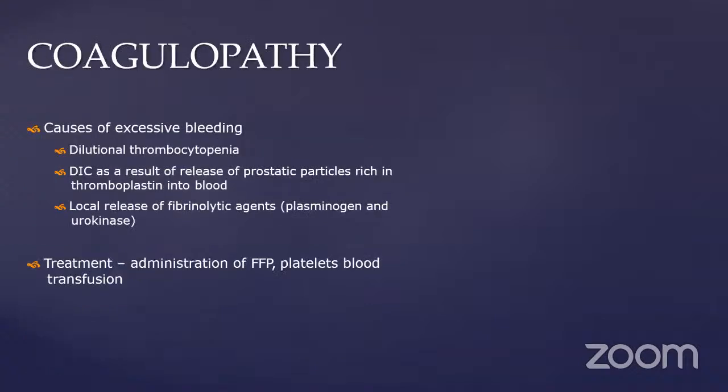Coagulopathy, cause of excessive bleeding: dilution of thrombocytopenia, and disseminated intravascular coagulation as a result of release of prostatic particles rich in thromboplastin into blood, and local release of fibrinolytic agents like plasminogen and urokinase. Treatment is administration of fresh frozen plasma, platelets, and blood transfusion.